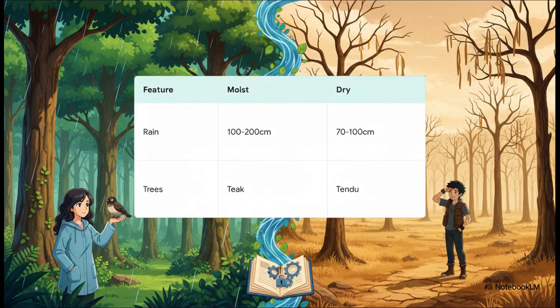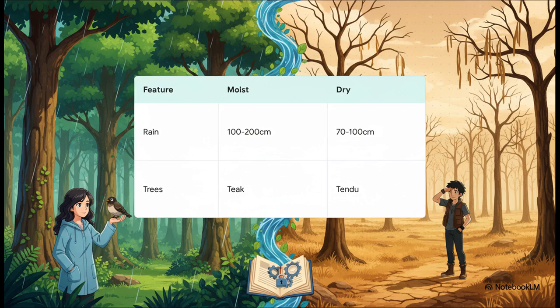Next, we're looking at the most widespread forests in all of India, the tropical deciduous, or monsoon forests. Now, the crucial exam distinction here is between moist and dry. Let's break it down. Moist deciduous areas get about 100 to 200 centimeters of rainfall and feature trees like teak, sal, and shisham. On the flip side, dry deciduous areas get less, just 70 to 100 centimeters, and feature species like tendu, pallas, and amalthus.